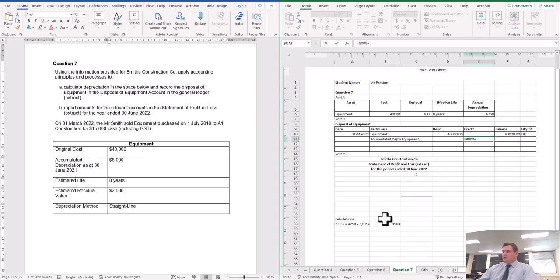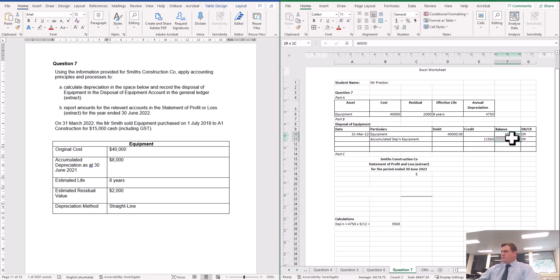plus the $3,563, which is the depreciation in the current year. So that gives me $11,563. So that's a credit, so that's going to be taken away from my $40,000. But I've still got a debit balance, don't I?